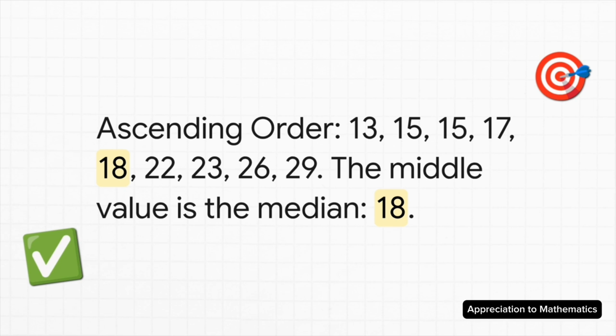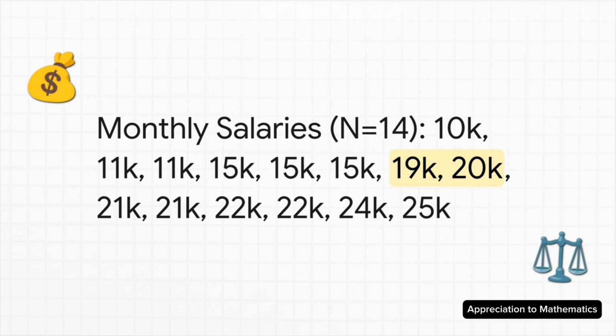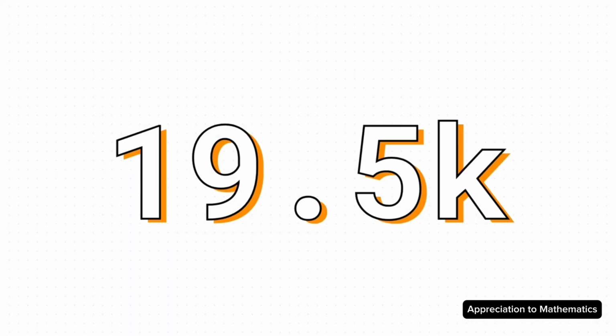Simple as that. But what happens if you have an even number of values, like in this list of 14 salaries? Well, if you try to find the middle, there isn't just one number. We actually have 2 of them sitting in the center, 19,000 and 20,000. So what do we do? No worries, it's easy. We just find the average of those 2 middle numbers. We add them together, divide by 2, and that gives us our median, 19,500.